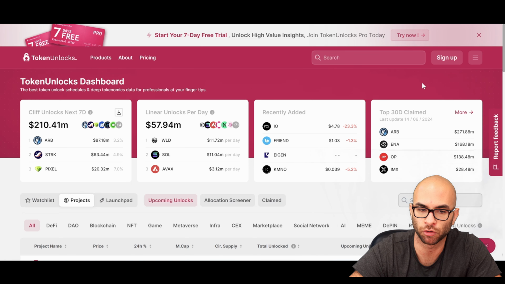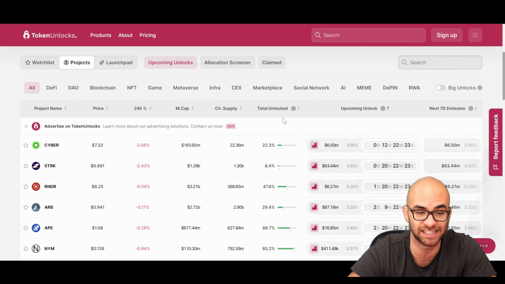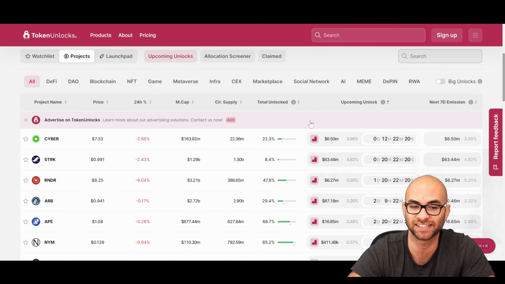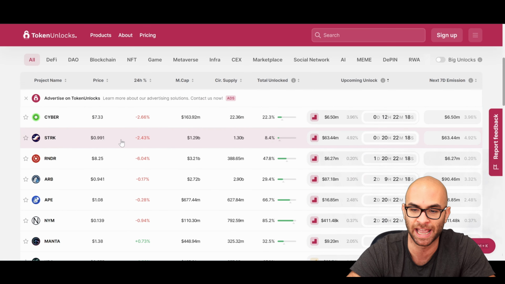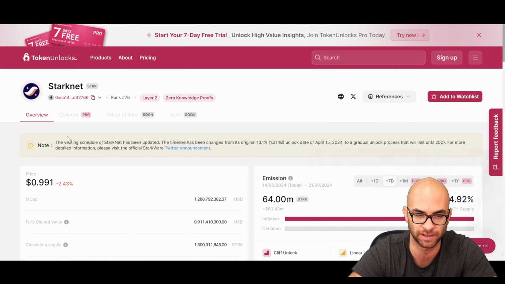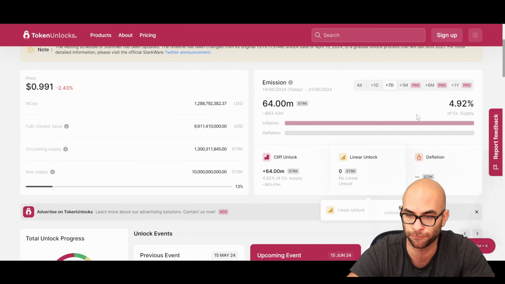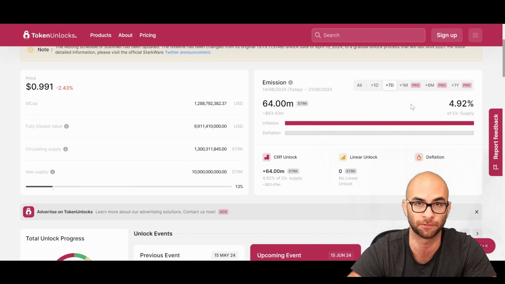There's also a really great site called token.unlocks.app where you can actually see the next upcoming token unlocks and how much that's going to impact the price. So for example, I can click on something like StarkNet and I can see the different emissions that are going to happen over different time periods.